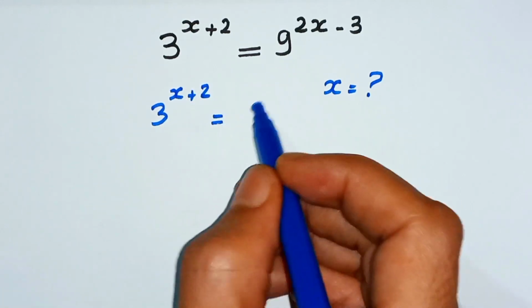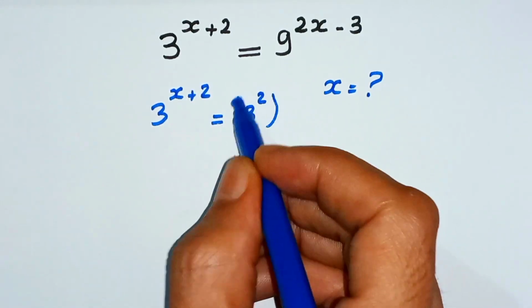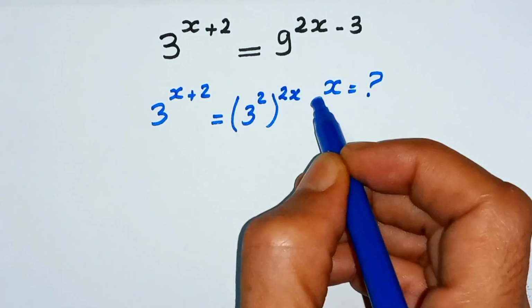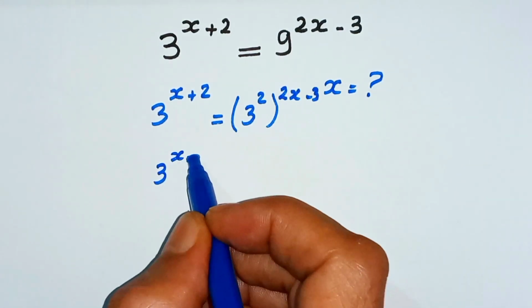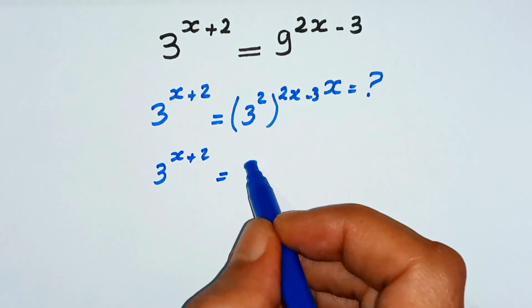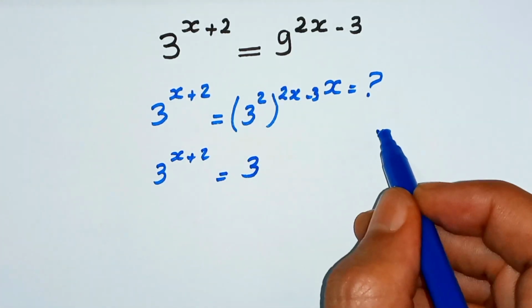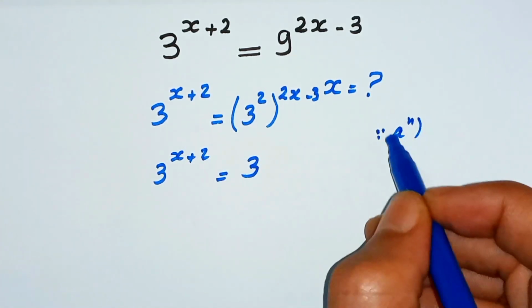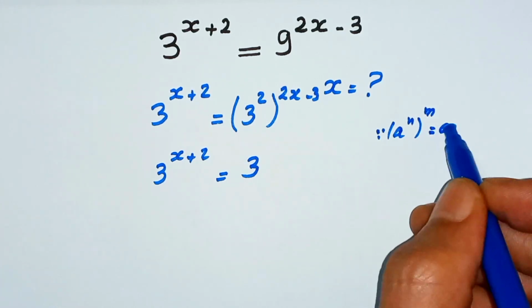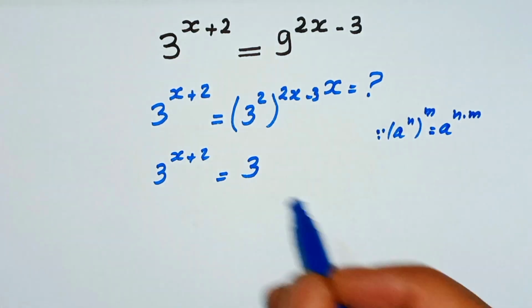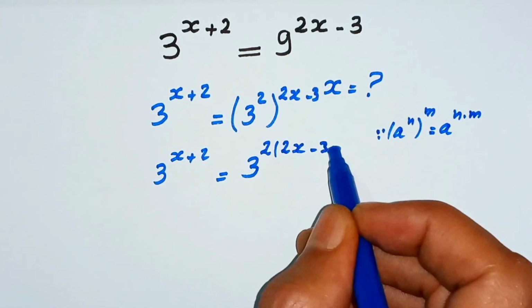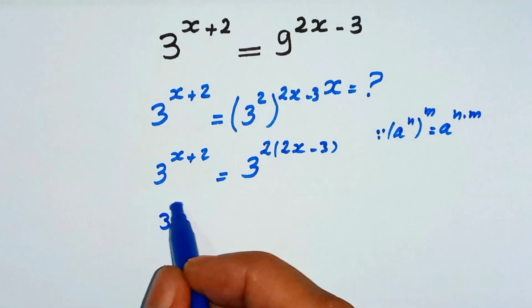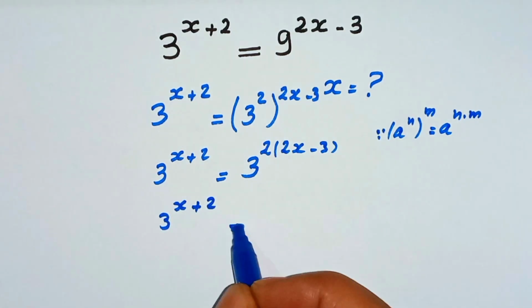was correct. In this example, we have the equation 3^(x+2) = 9^(2x-3). First, we rewrite the number 9 using base 3, because 9 is equal to 3 squared. So the equation becomes 3^(x+2) = (3^2)^(2x-3).